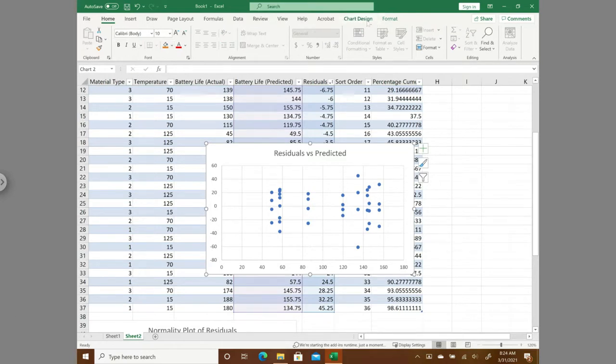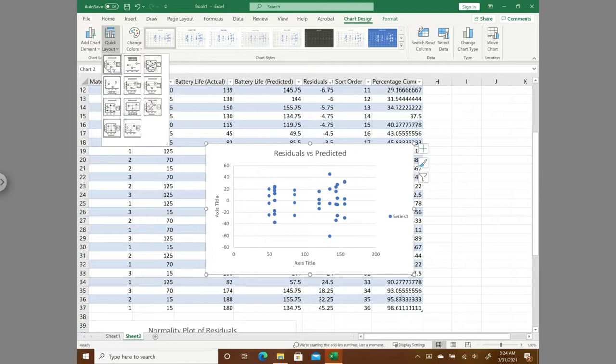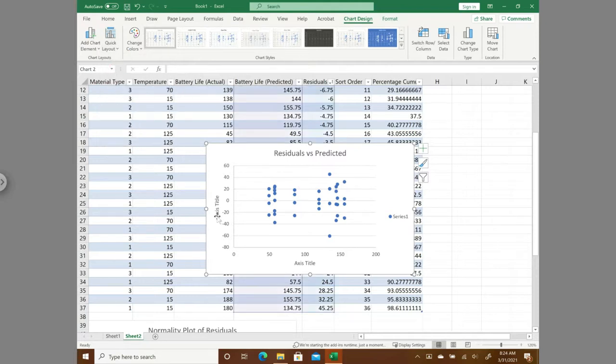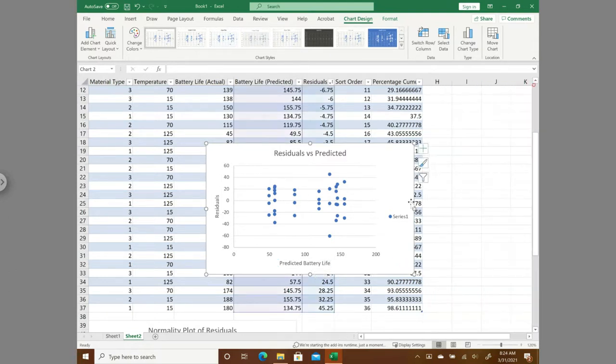So let's go to chart design and quick layout, and maybe select the first one. What do we have on the y-axis? Residuals. And on the x-axis we have predicted battery life, and we don't need this here.